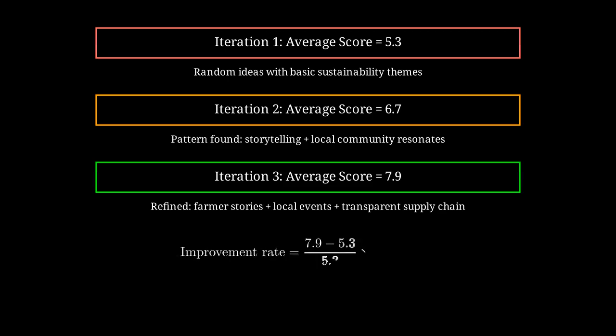The improvement rate from Iteration 1 to 3 is 7.9 minus 5.3 divided by 5.3 times 100, which equals 49% improvement. That's a substantial gain from systematic iteration.